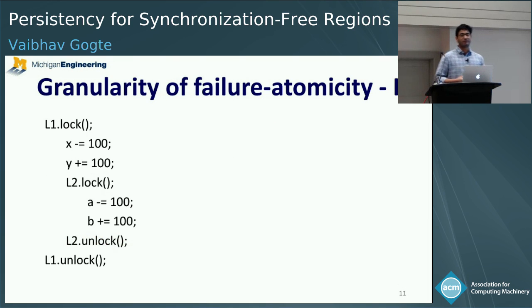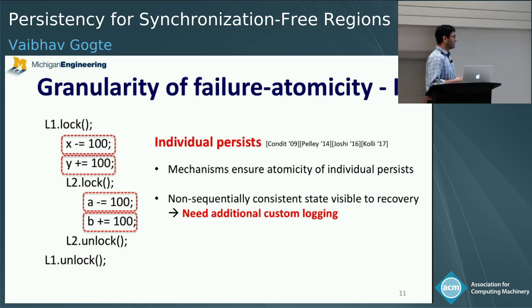Let's look at the first set of mechanisms here. On the left, I'm showing an example code consisting of nested critical sections. The outermost critical section is bounded by lock and unlock to L1. The inner critical section is bounded by lock and unlock to L2. And then we perform a few updates in between. This first set of persistency models provide failure atomicity for individual updates. And they mostly rely on the guarantees from the hardware ISA.